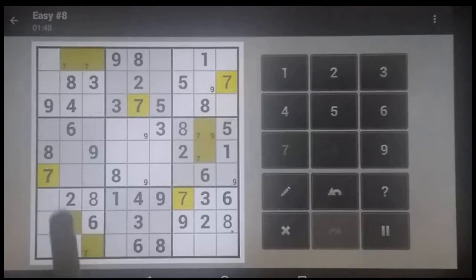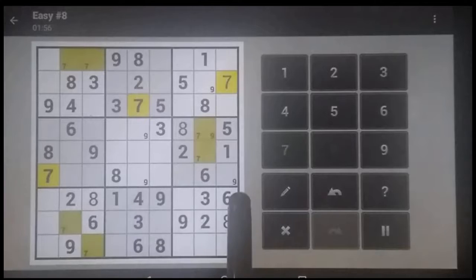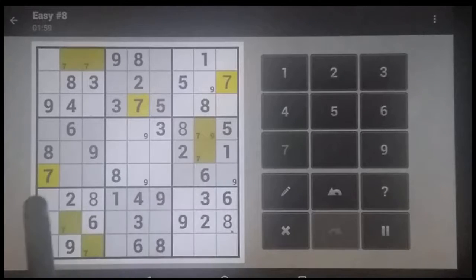Another way to look at that is that was the only spot in that row, see, I'll undo it, that a 7 could fit, because there was only 2 spots left, and that one was a no.